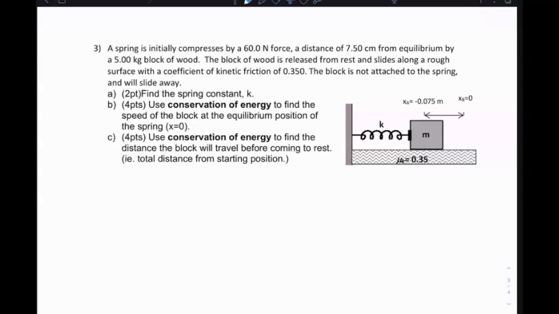Hi, I want to go over a couple of the problems that are in that exam 3 sample that I sent you earlier. In the third problem, we have a block that's pushed against a spring, causing the spring to compress a distance of 0.075 meters. And then it's let go.